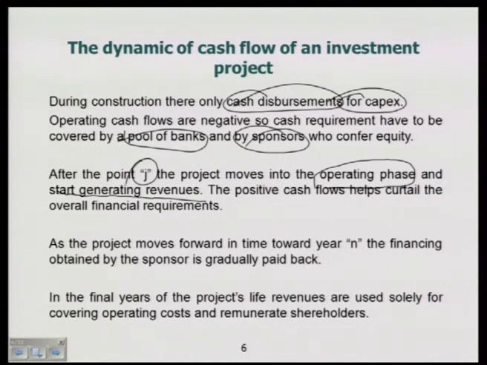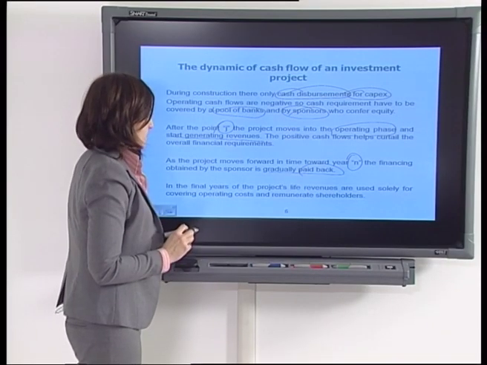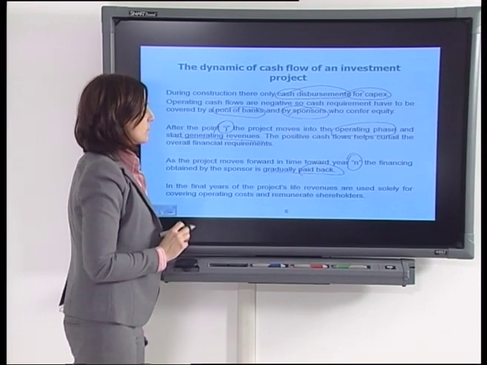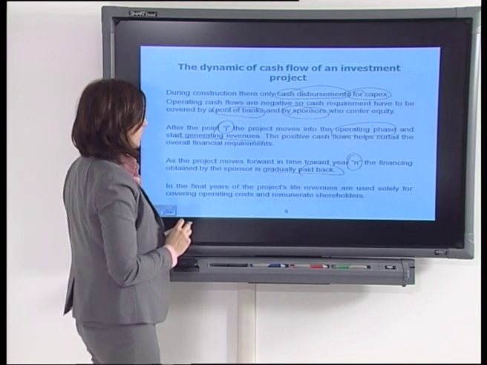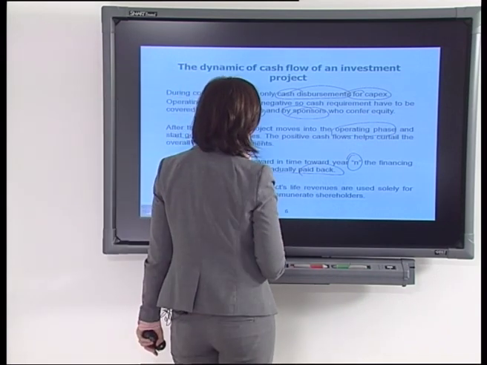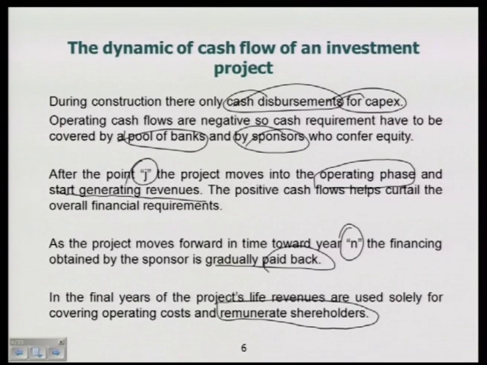As the project moves forward in time toward the end of the project, the financing obtained by the sponsor is gradually paid back. In the final years of the project life, revenues are used solely for covering operating costs and remunerating shareholders.